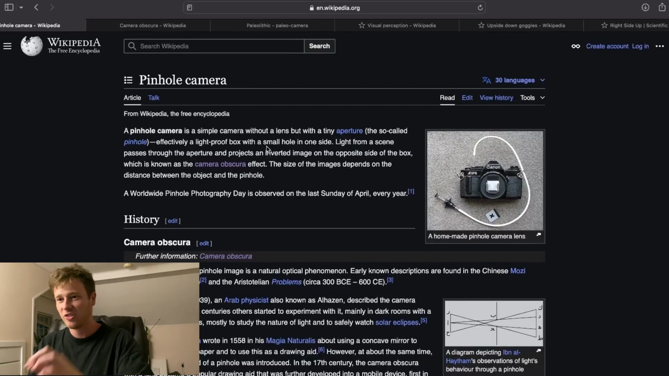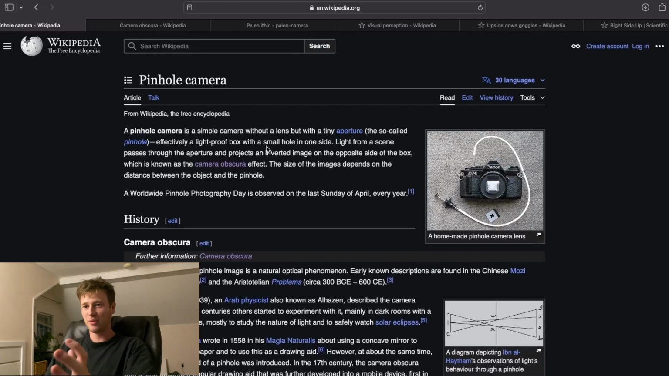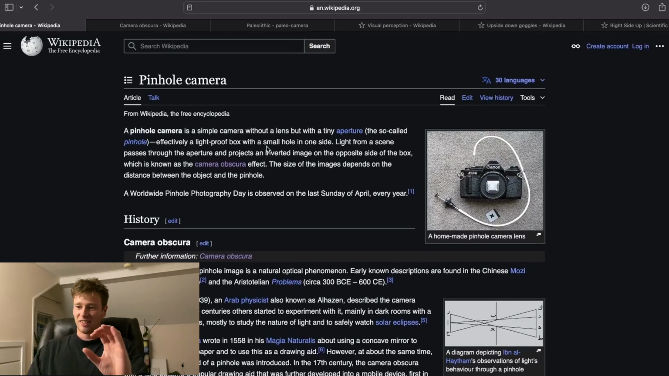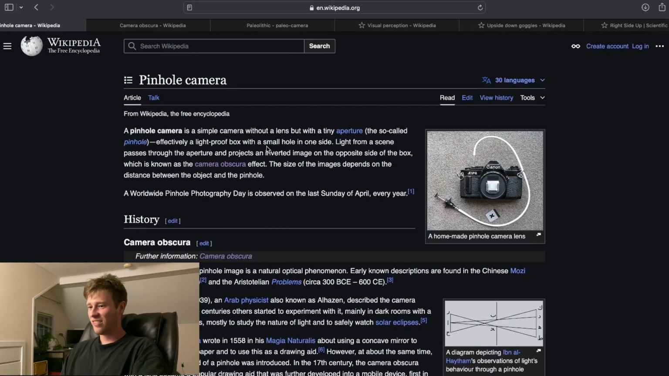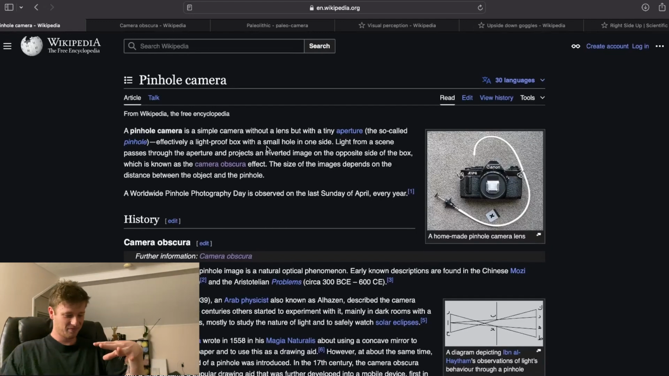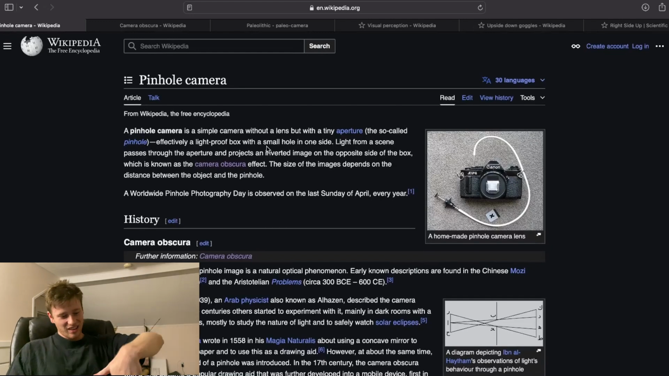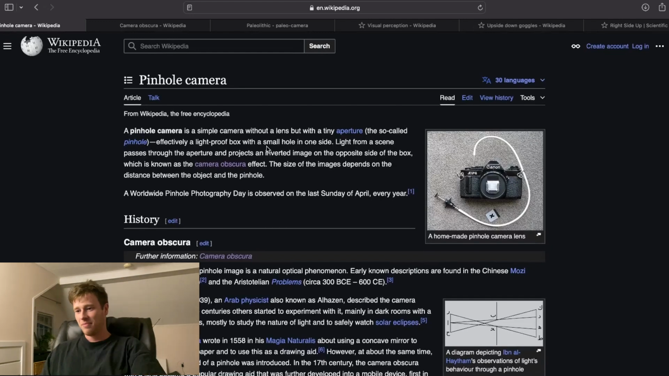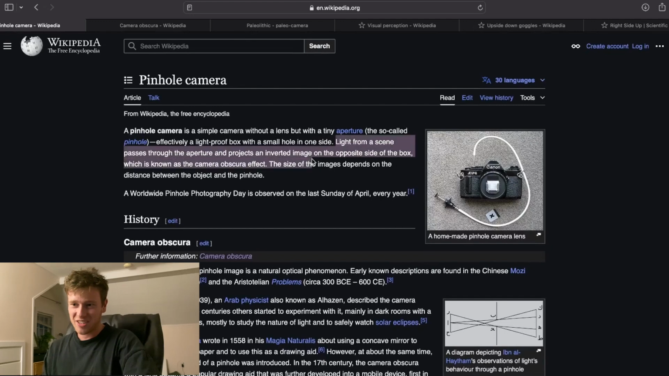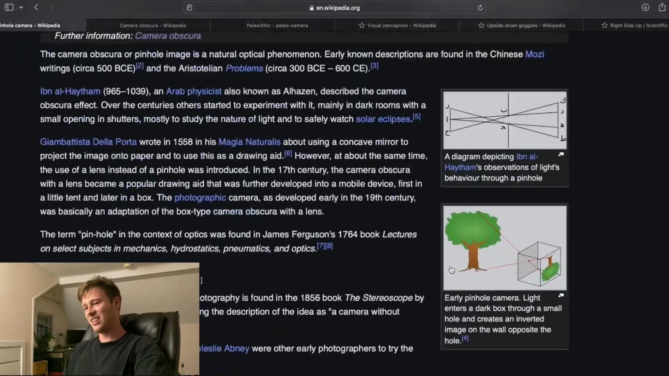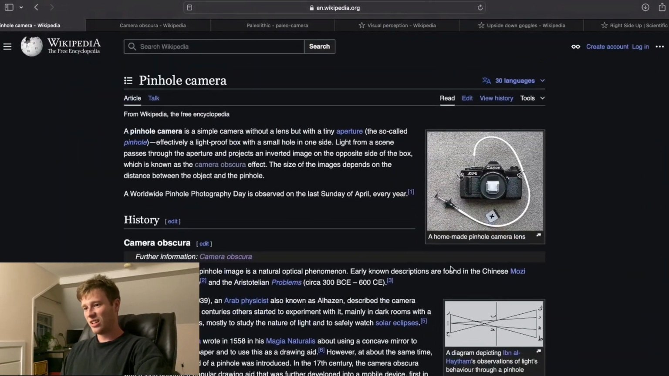So what I was reading about most recently was pinhole cameras, which is basically a camera that works by having a little hole that the light comes in and projects that light onto a piece of film. That's how it captures the picture. But when the light comes in, it flips the image and reverses it. Light from a scene passes through the aperture and projects an inverted image on the opposite side of the box, which is known as the camera obscura effect. And you can see that here on this little tree graphic.